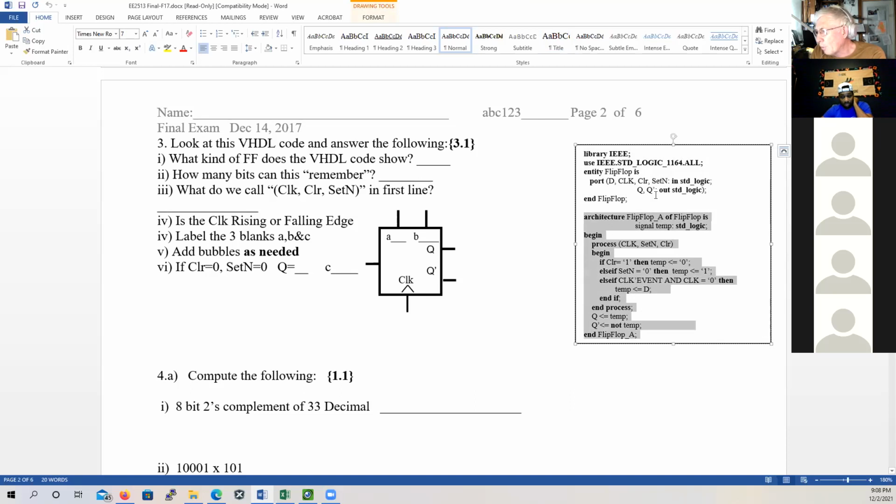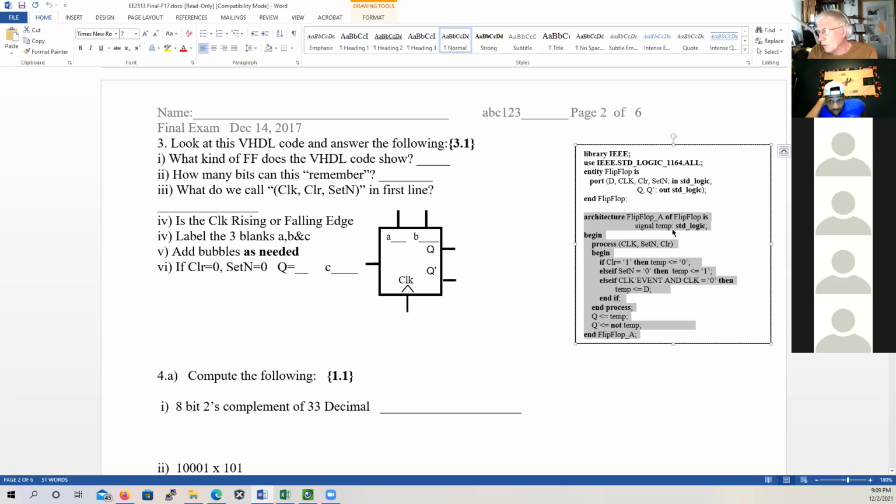The architecture borrows the port list from the entity. The entity is always the port list. So here's the entity. It's called flip-flop. And here's the port list: D, clock, clear, set not, logic inputs, standard logic, and Q and Q prime output standard logic. And then here's our description for this particular architecture, flip-flop A of flip-flop, so it's going to use this entity.